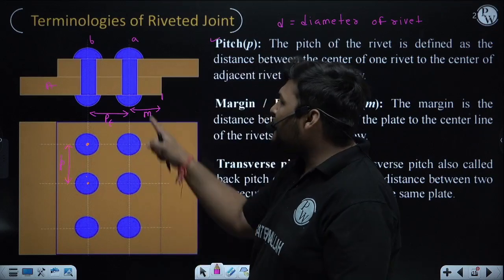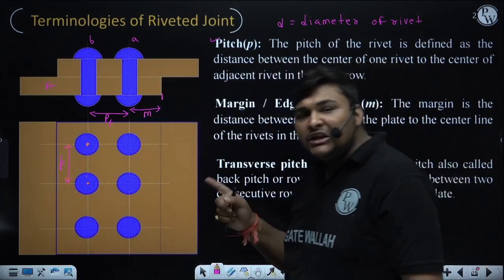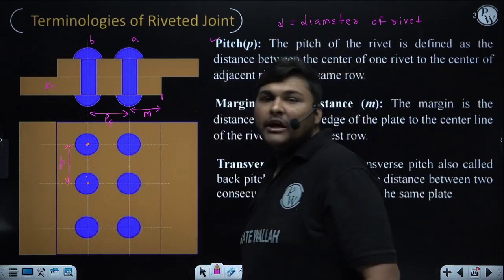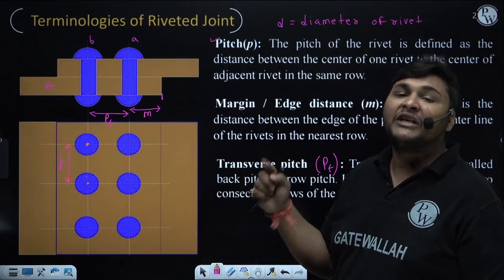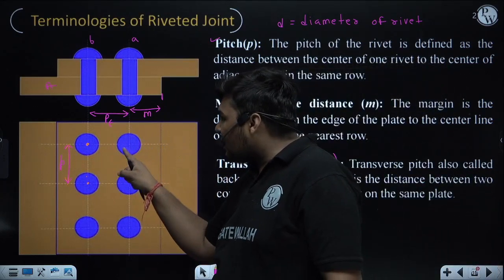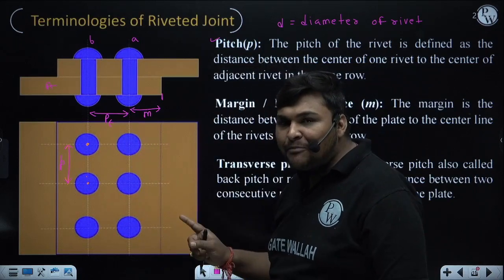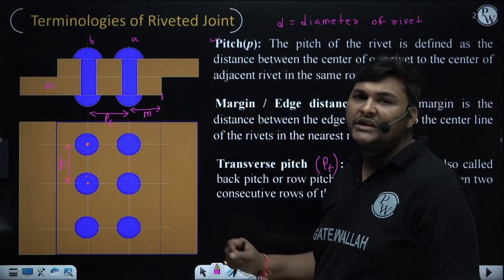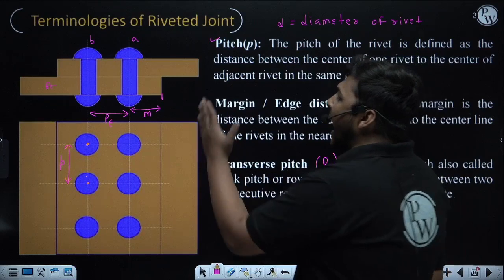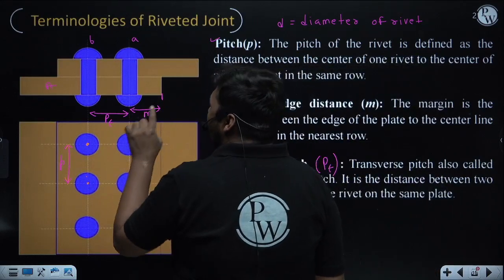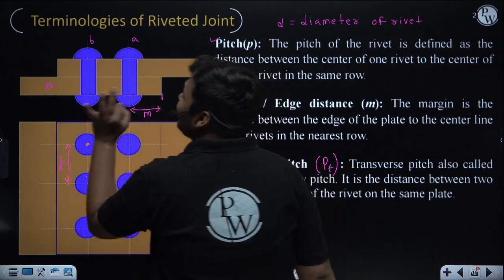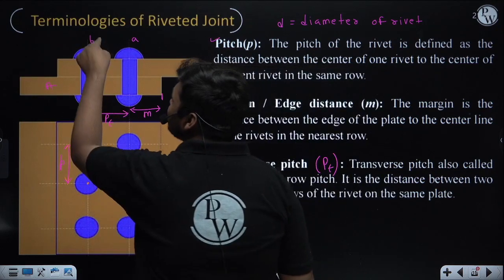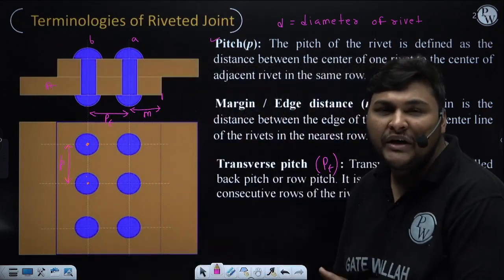Now when we attach this A row of rivets, what should be the central distance between two rivets in this row? That is p, because the central distance between two consecutive rivets in the same row is p. So suppose at this location in this row I have placed the first rivet, after p distance I will place another rivet. So this is the significance of pitch and margin. Now after this row, after how much distance do we need to place the next row? The distance between two rows is PT, so after PT distance we will place the next row, that is row B. This is the significance of PT.